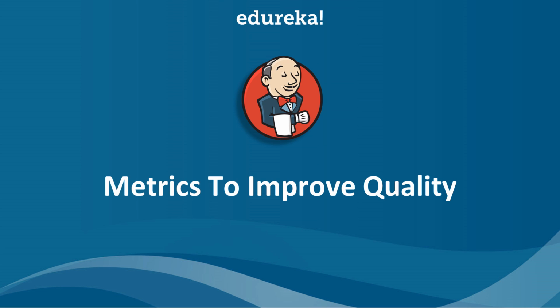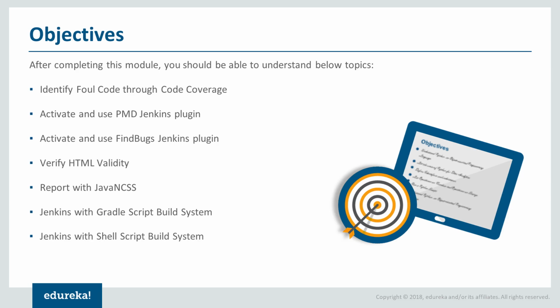This is module 6 of this video series in which we are going to talk about metrics to improve quality. After completing this module, you should be able to understand concepts like code coverage, how to use the PMD tool, how to use the FindBugs tool, how to check and verify the HTML validity, how to work with reports using Java and CSS, and various types of Jenkins builds. For example, using a Gradle script to build system, shell script, or Ant-based build systems.